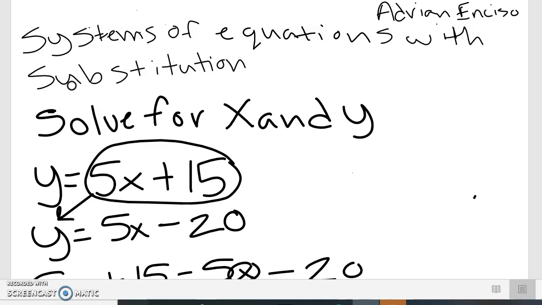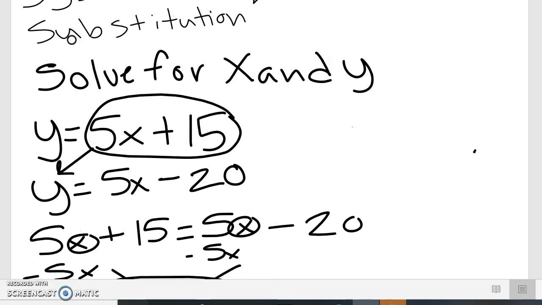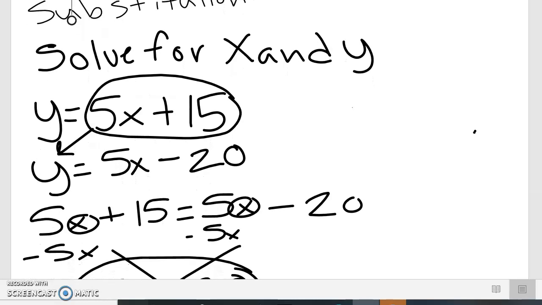My name is Adrian, and I'm going to be explaining systems of equations with substitution. So I'm going to be solving for x and y, and my two problems here are y equals 5x plus 15 and y equals 5x minus 20.